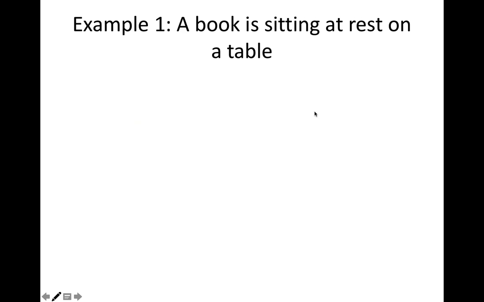So, example one: a book is sitting at rest on a table. We learned about drawing free body diagrams. If a book is sitting on a table and it's at rest, then the forces on it are balanced. There's a force of gravity acting down and a normal force acting up. So the forces are balanced.